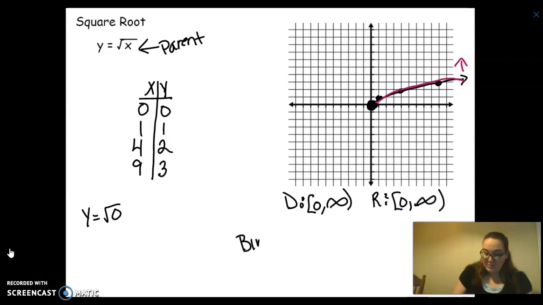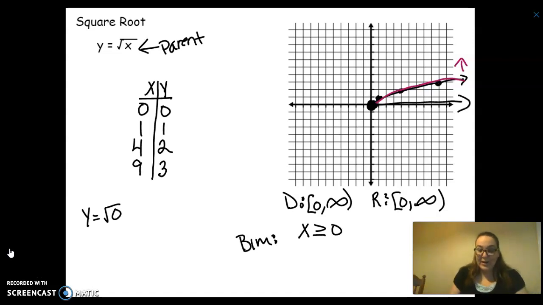Remember, your Big Ideas Math is going to name these a little bit differently. Your Big Ideas Math, this 0 to infinity for the domain is going to mean x is greater than or equal to 0. Okay, starting at 0, and it's everything greater than, going to the right. Range is the same thing, only it's y is greater than or equal to 0. So starting here at 0 and then moving in the positive direction.